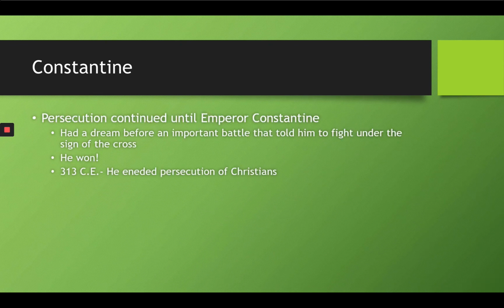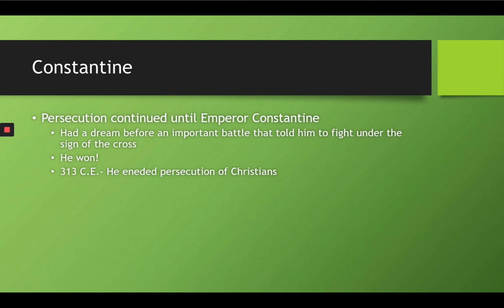Constantine became emperor of Rome. He was a pretty open guy. He had a dream one night before an important battle he was going into that told him to fight under the sign of the cross, and so he did. And he won. And so in 313 CE, now I want you to think about that for a second.